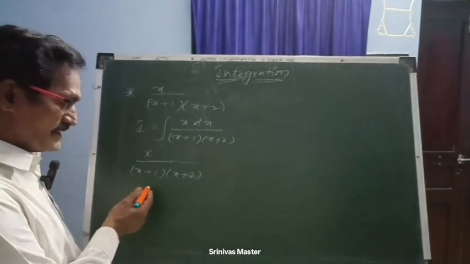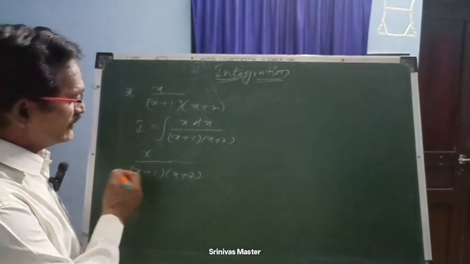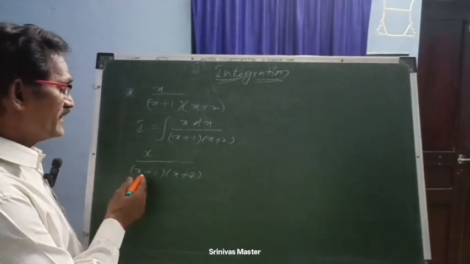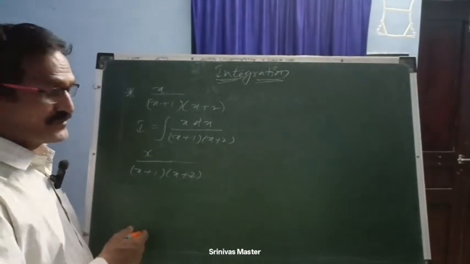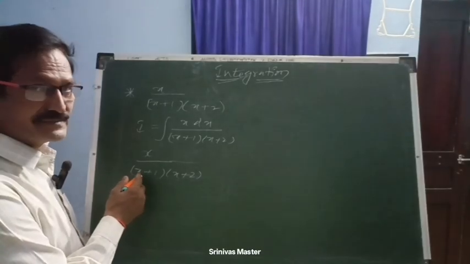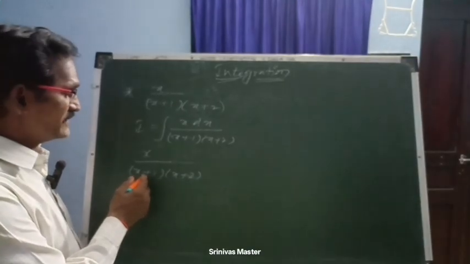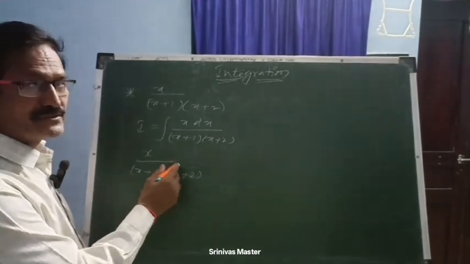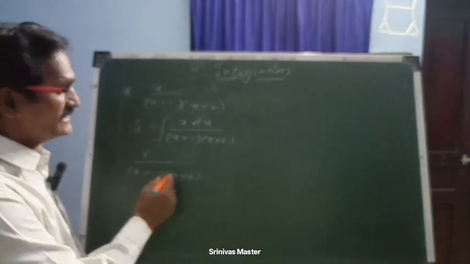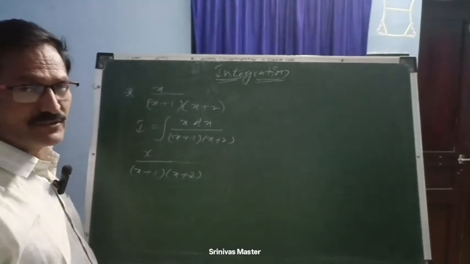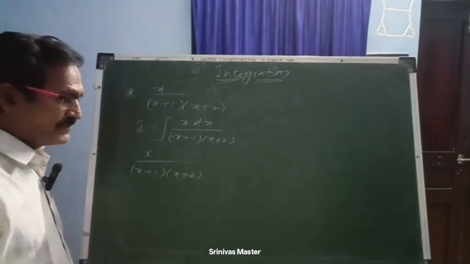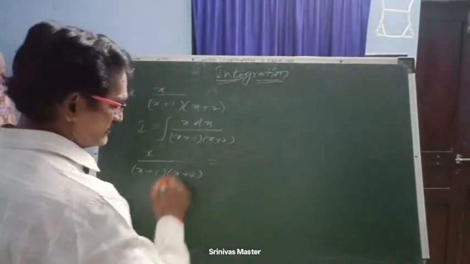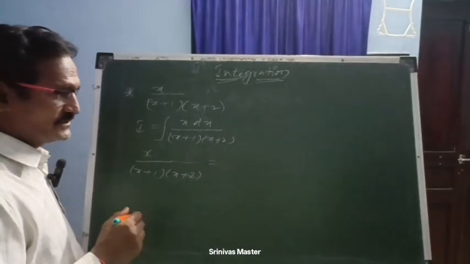That means we should observe only the denominator. In the denominator, what are there, children? x plus 1 and x plus 2. What is the power of x plus 1? That means degree of x plus 1 is 1. Degree of x plus 2 is also 1. So we can say that these two are called linear polynomials.